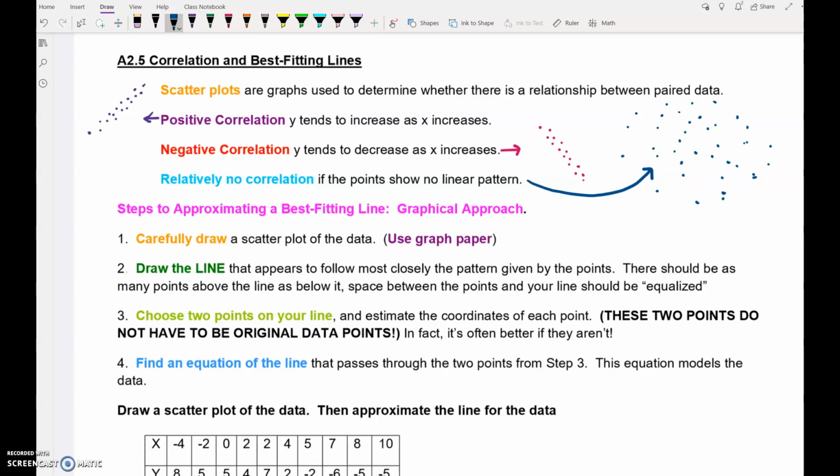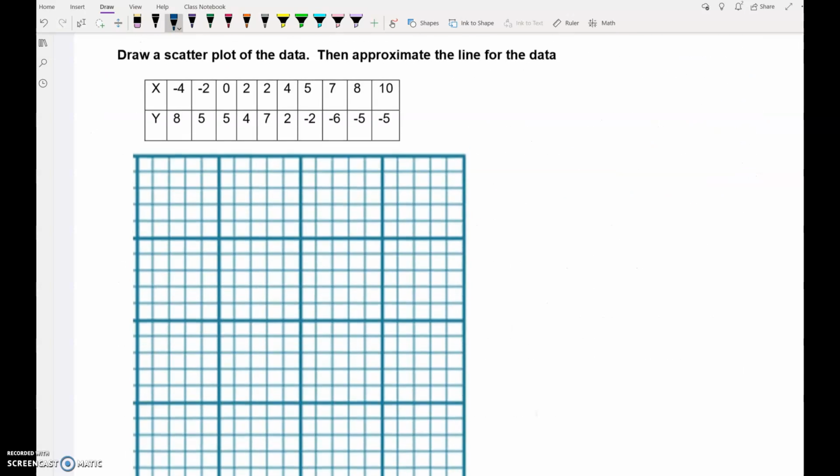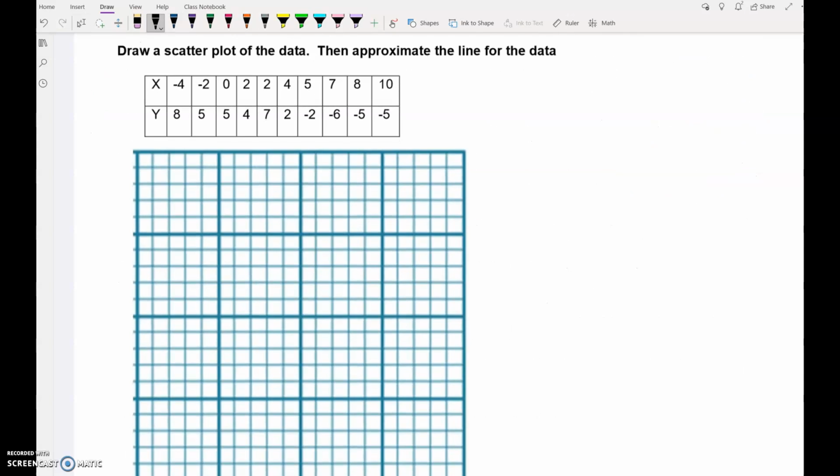The steps for approximating a best fitting line are written out here. I wrote them out as detailed as I could so that you'd have that to look back at. But we're just going to do this step by step. Step 1, before we can approximate a best fitting line, we need to have points on our graph. So your first step is to plot the points.